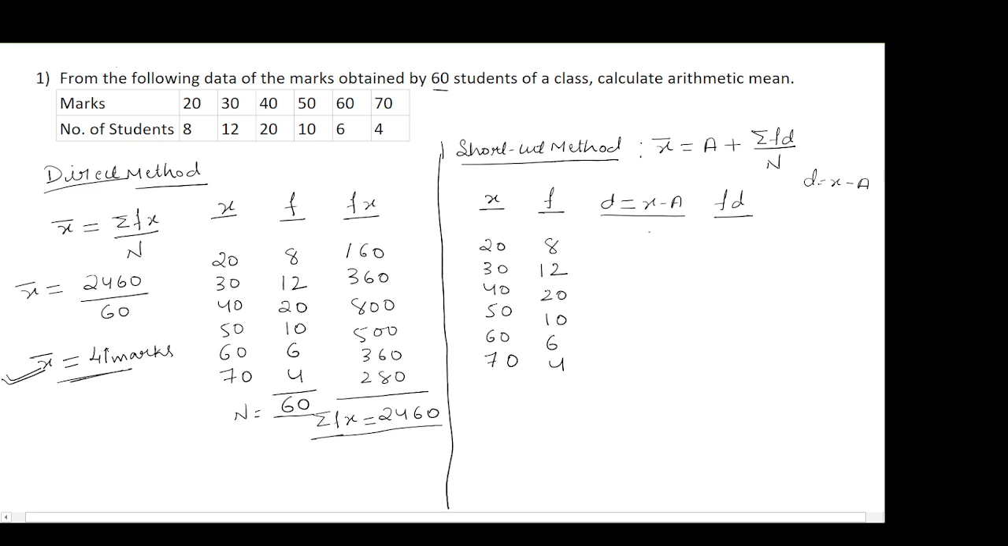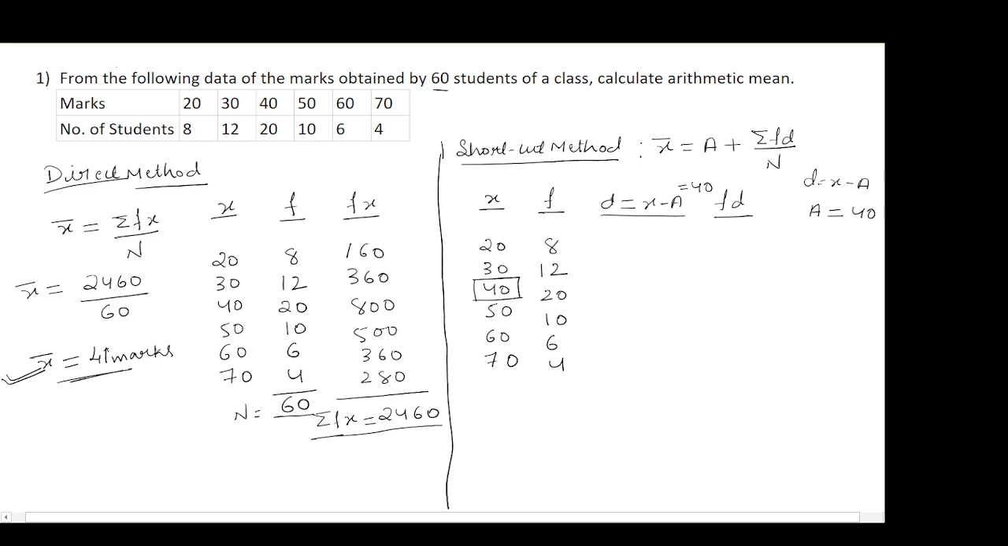Now we have to calculate d value. d is equal to x minus a. We have the values of x, but we don't know what is a. So first we have to identify the assumed mean. What is assumed mean? Assumed mean is any value which is taken out of the given values of x. So you can assume either 20, 30, 40, 50, 60 or 70. Any value you can assume as an assumed mean from the values of x. So here I am taking a is equal to 40. You can take any value, you will get the same answer. So I have taken a is equal to 40 here.